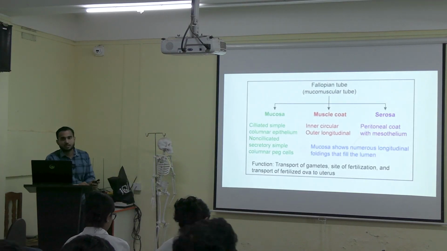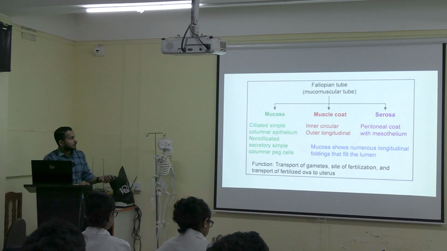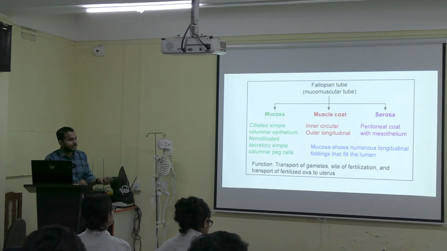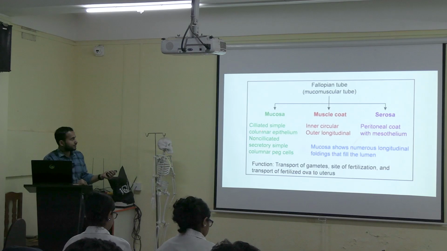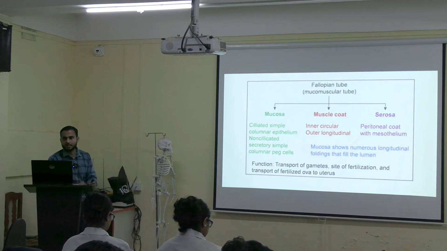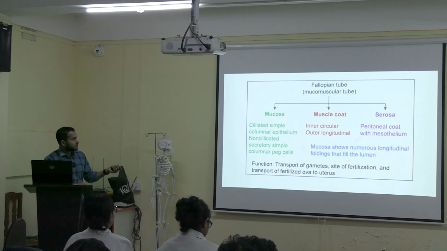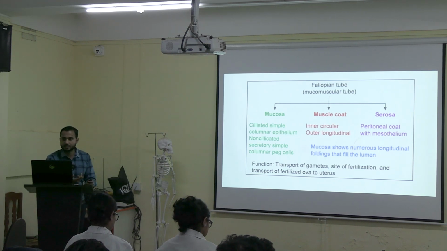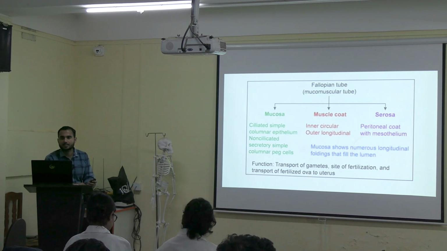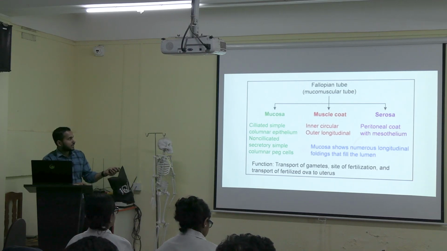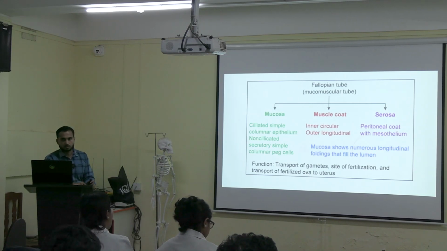Lastly, the fallopian tube. Now, the fallopian tube is a mucomuscular tube. 3 layers are there. First of all, the lining epithelium, where foldings are there. In that folding, you have to find the lining epithelium and lamina propria. The lining epithelium is ciliated columnar epithelium, and along with that, another type of cells are there. These are called non-ciliated secretory cells, or also called PEG cells. Next, the muscle coat, inner circular and outer longitudinal, and completely it is covered by serosa.